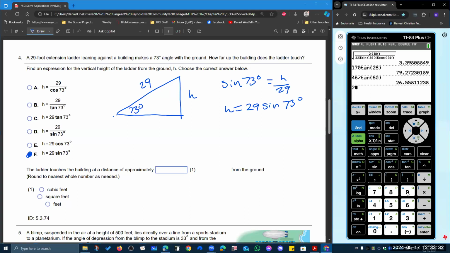And 29 sine of 73 degrees is going to give me 27 point something. It says round to the nearest whole number, so 28 feet. So these are in feet.